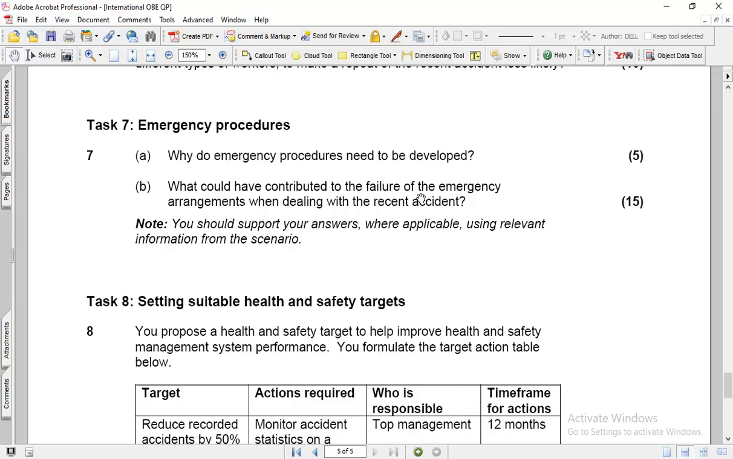Part B, what could have contributed to the failure of the emergency arrangements when dealing with the recent accident? Here in this task we will discuss the failure of the emergency arrangements to deal with the accident. Note, you should support your answer where applicable using relevant information from the scenario.